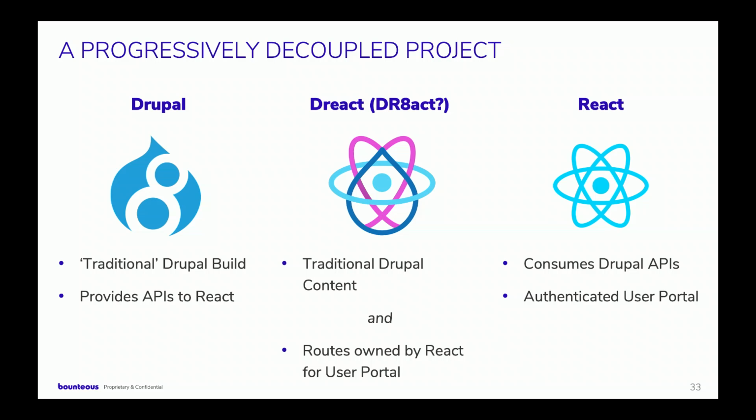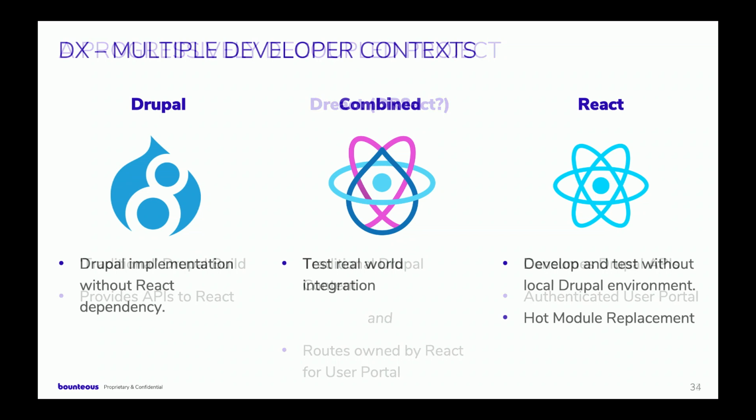So yeah, there's still some traditional Drupal pages, but also a namespace set of routes that are handled by React. So I'm looking at this at a few different levels, right? There are different developer contexts here, and different developers on the project with different focuses. We have Drupal developers who may be doing things that really don't involve React at all, so we want to make it easy for them to do their Drupal things.